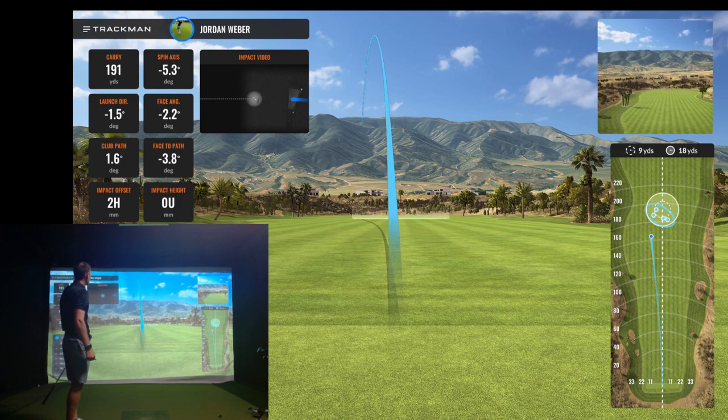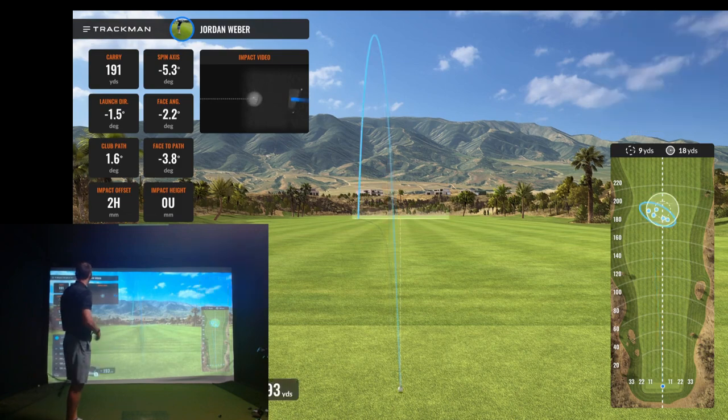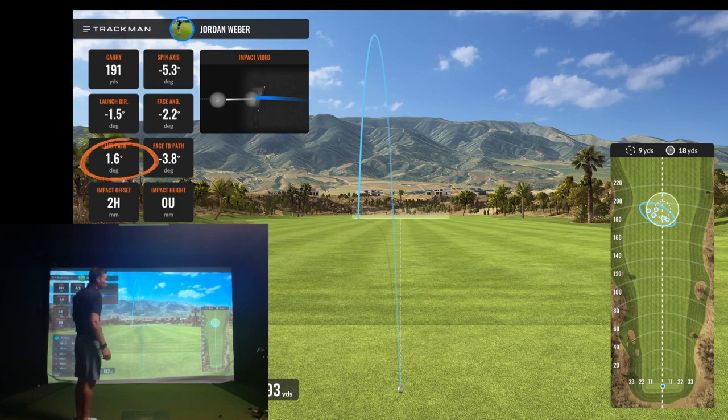Okay. So that one started left and drew even further left. So let's understand why that happened. Let's take a look at this. This is a good one. Okay, so my club path was 1.6 degrees to the right, so it's a positive number. You can see that number there. My face to path was negative 3.8 degrees. So my club face was much more closed than my path, meaning that my face angle at impact was negative 2.2 degrees to the left. And then you can see that my launch direction is negative 1.5 degrees to the left.